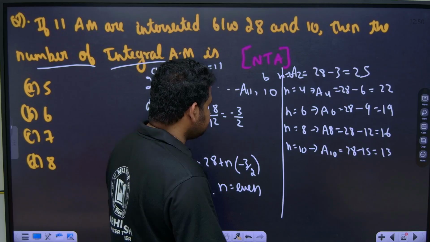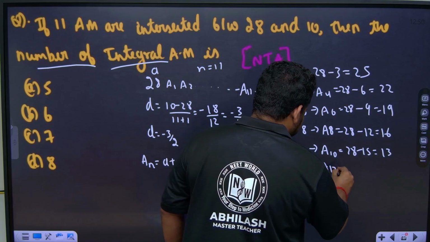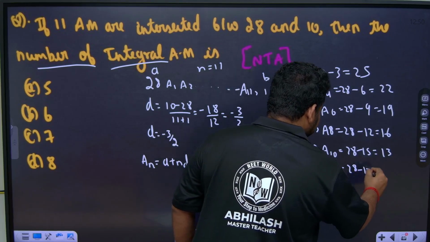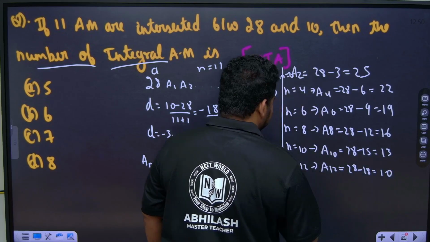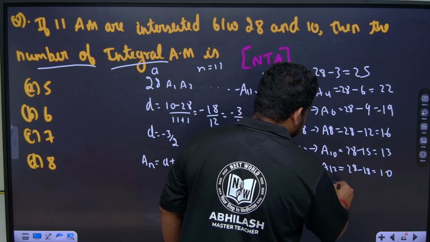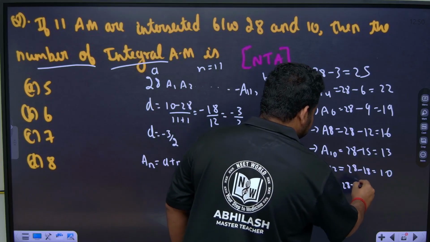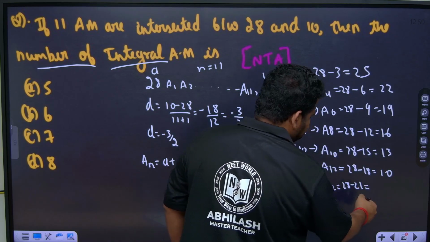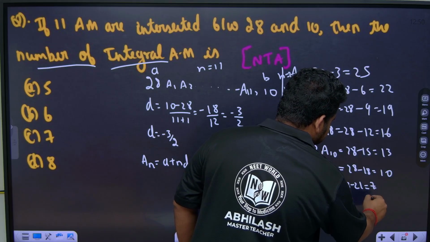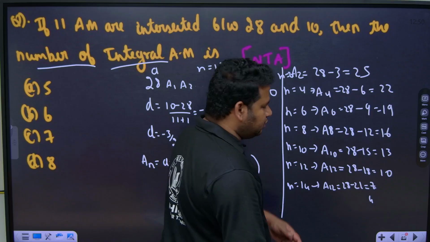Now if I put n is equal to 12, what will happen? This will be 28 minus 6 3 is 18. This will become 10. Now if I put n is equal to 14, this will become a12 is equal to 28 minus 3 7s are 21. This will become 7. So it is decreasing like this: 7, then next it will become 4. Like that it will go on decreasing.